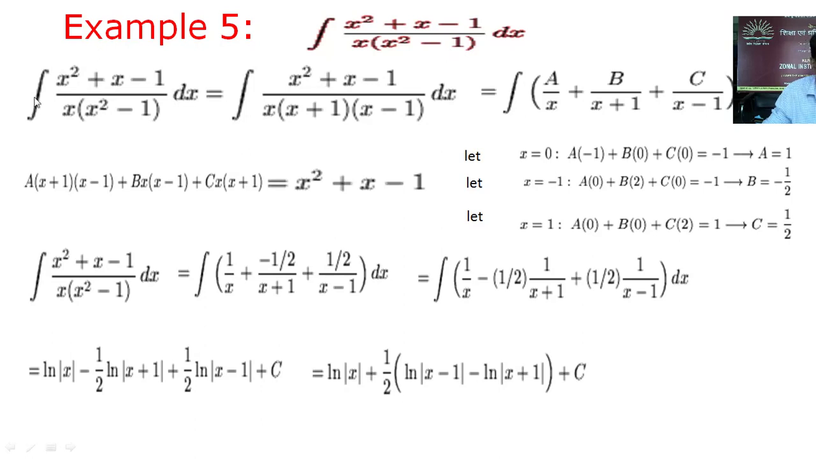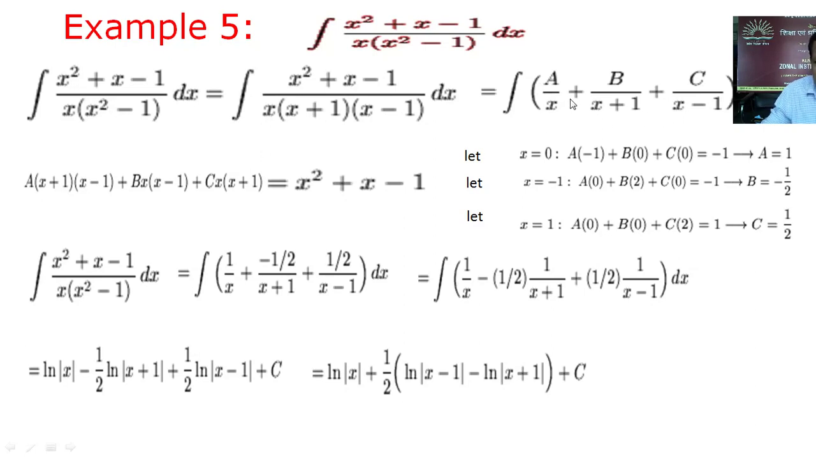So integral of x square plus x minus 1 divided by x into x square minus 1 dx. That becomes integral of numerator remains as it is. On factorizing the denominator, it becomes x into x plus 1 into x minus 1. Now since it is the product of three linear factors, we write it as a by x plus b by x plus 1 plus c by x minus 1.